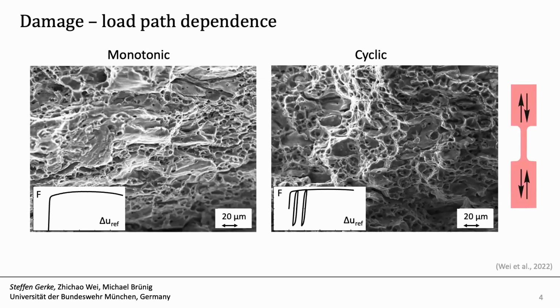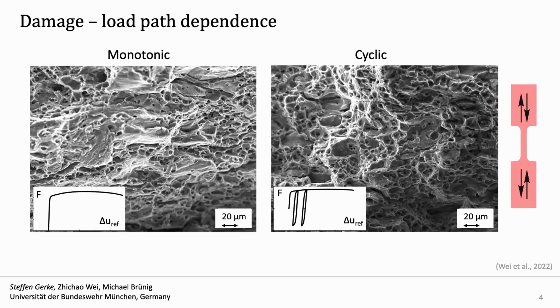Another aspect about damage and also plasticity is that these processes are load path dependent. Here we see results of a monotonic tension test and of a cyclic tension test, and even here you see small differences in the images. This becomes more significant if we are changing between different stress states, and that will be the focus of the next slides.